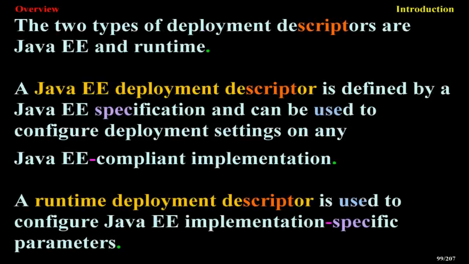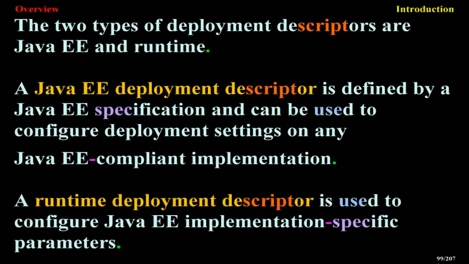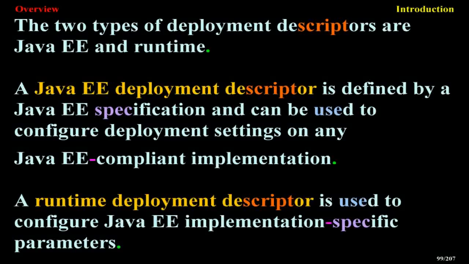The two types of deployment descriptors are Java EE and runtime. A Java EE deployment descriptor is defined by a Java EE specification and can be used to configure deployment settings on any Java EE compliant implementation. A runtime deployment descriptor is used to configure Java EE implementation-specific parameters.